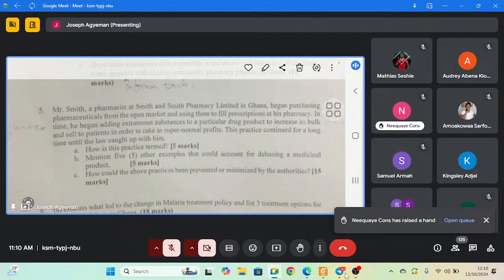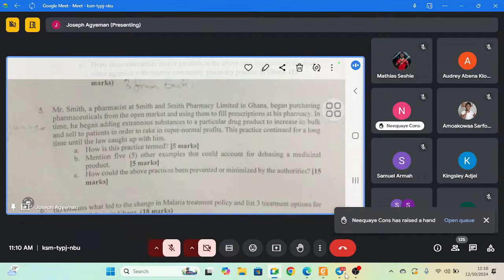So please take note of those things. Don't go there and be giving extra answers. Just look at the exact thing that they need from you and give it to them. So this one, you were asked to give what? Give a 10. How is this practice termed?